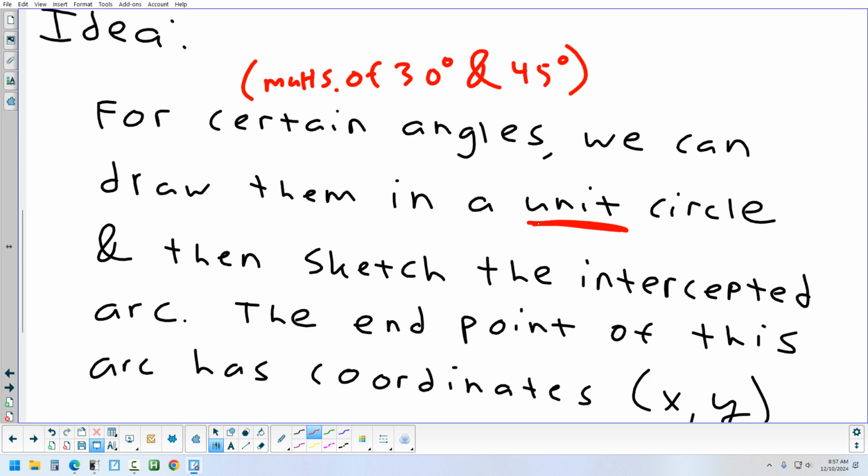Does anybody remember when we talked about the word unit? Unit basically is telling you the size of the circle that you're going to use. Does anybody remember what unit means? Yeah, James? 1. So a unit circle is a circle with a radius of 1. It's going to be like 1 foot, 1 centimeter, 1 inch. Yeah, it's just going to be 1 unit. Do we have to use radius of 1? No, we could use any radius. But it turns out using a radius of 1 makes the formulas as simple as possible.